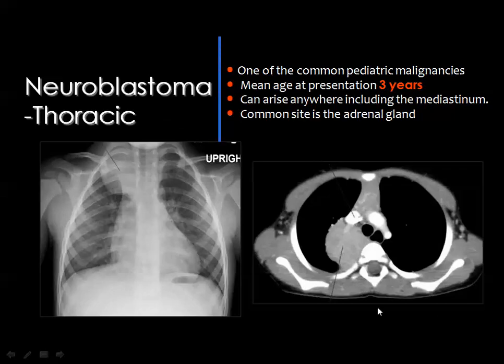And if you know that this mass is solid, then you know that in the differential diagnosis, you should include the possibility of neuroblastoma. And the neuroblastoma is usually presenting at or below the age of 3 years, and it is located usually posteriorly in the paravertebral gutter and is considered a mass in the mediastinum, not actually in the lung. And you know that it can also arise from the adrenal gland.